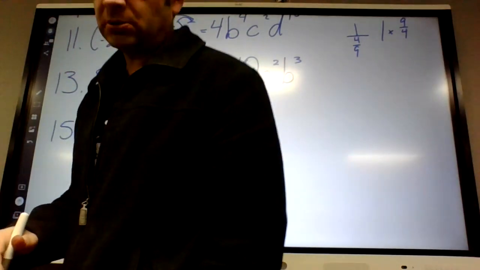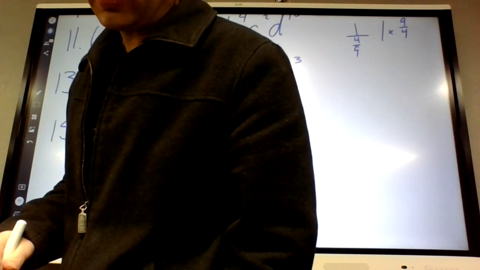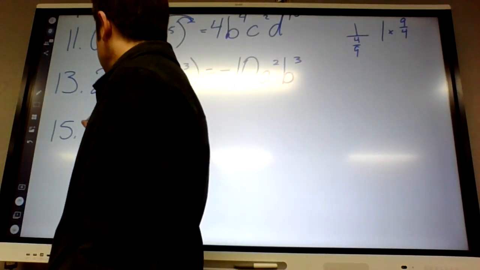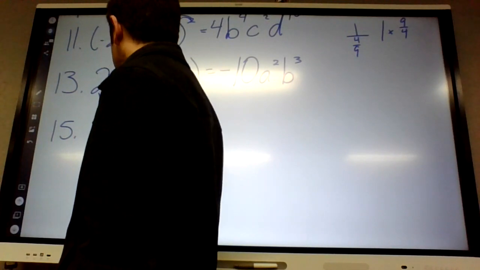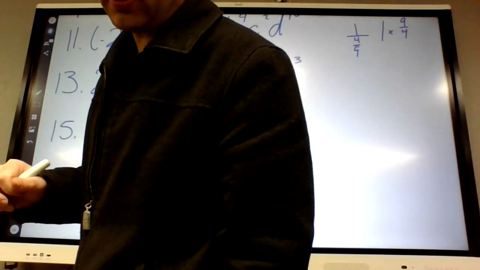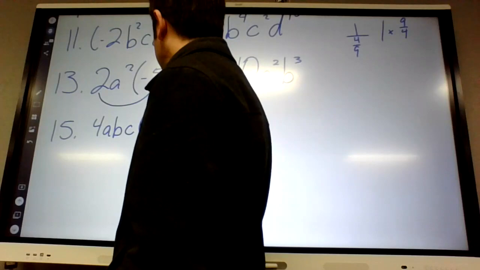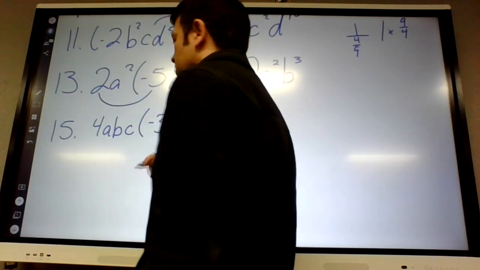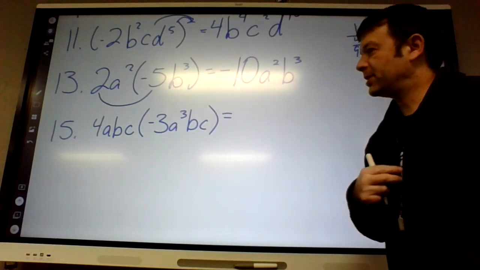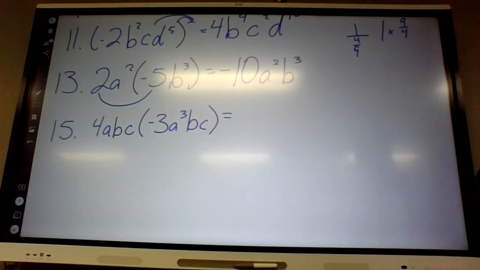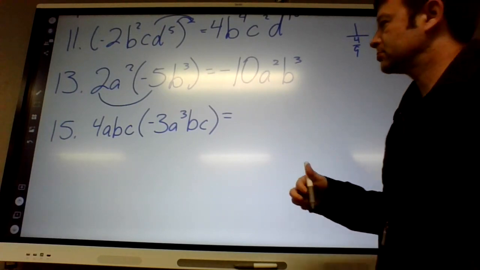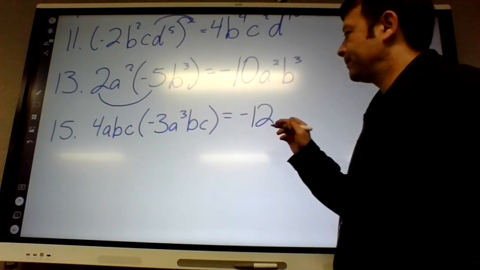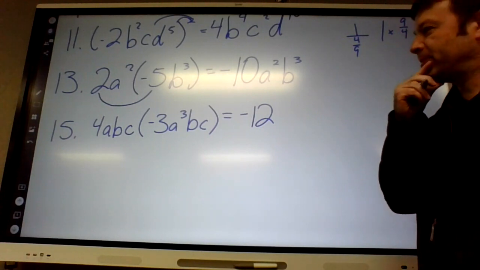15. 4abc and negative 3abc. Alright, Emily, what do you think? We multiply 4 and negative 3. Would be negative 12. And what about the a's?